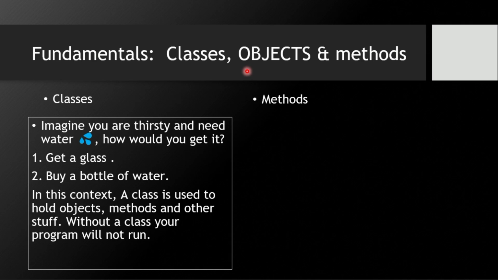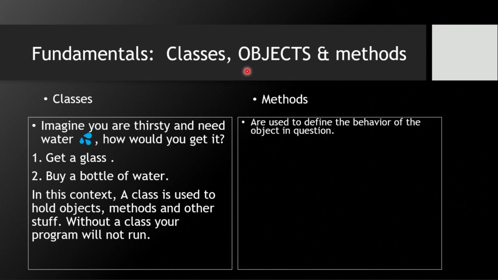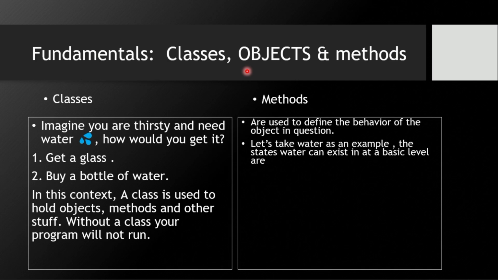Next, we're going to talk about methods. Methods are used to define the behavior of the object in question. We talked about water as an object, so what are the behaviors of water? Water is liquid, so we can have the concept of the states of matter that water exists in. We have liquid, we have solid, and we have a gaseous form of water, which is water vapor. These are all different states in which water can exist on a basic level.